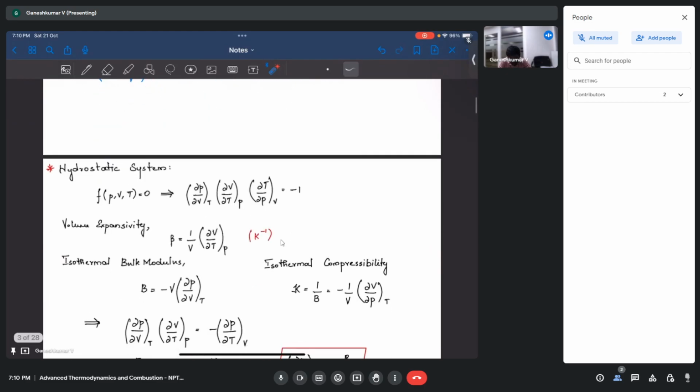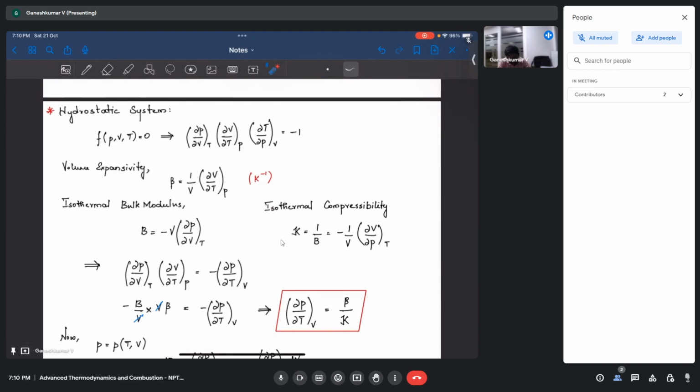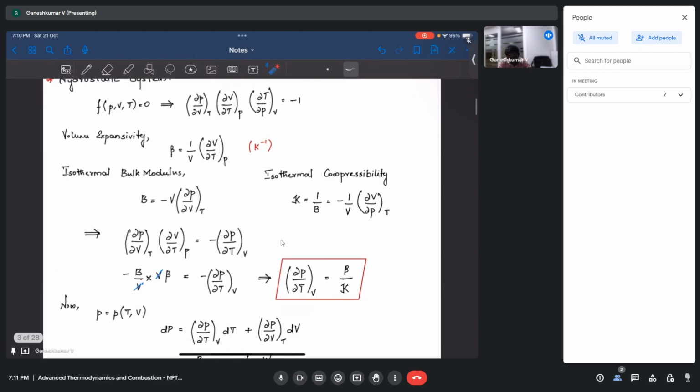So that is the equation of state we did, and then we also define something called a hydrostatic system. In a hydrostatic system, we also define certain properties, for example, volume expansivity, isothermal bulk modulus, isothermal compressibility. All these things are actually a relation between these thermodynamic variables P, V, and T.